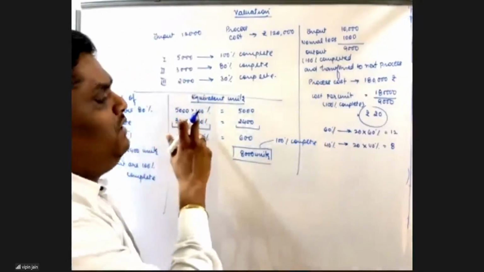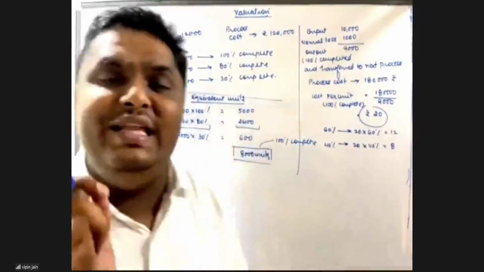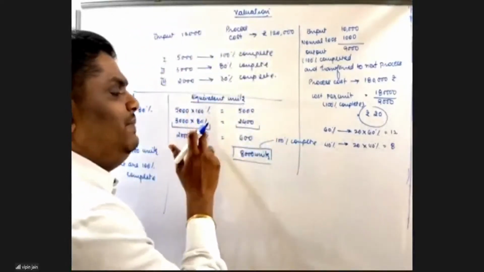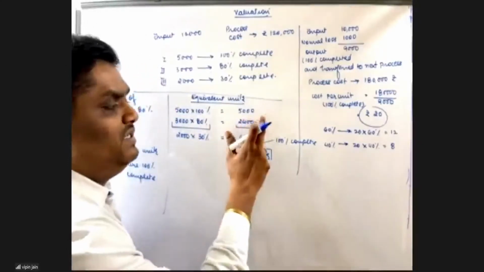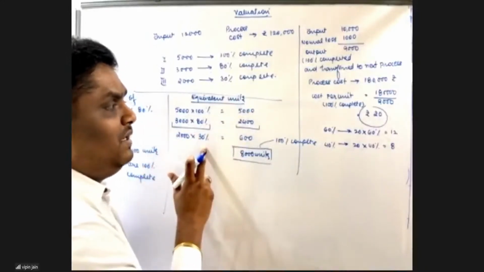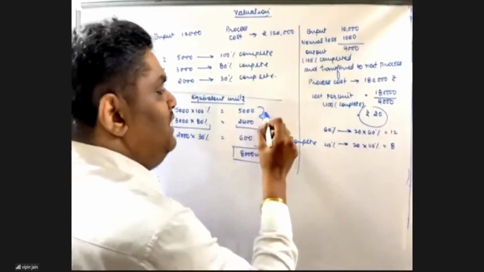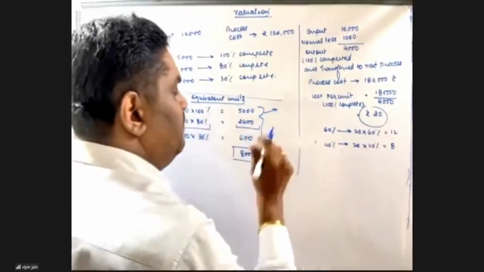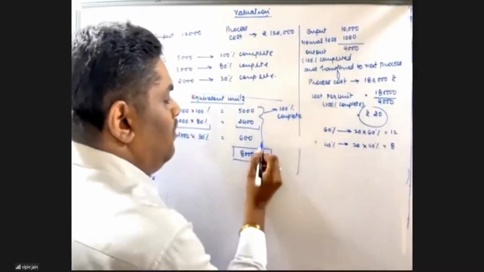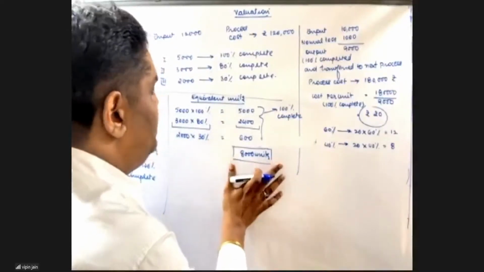I repeat again, 5,000 units are 100% complete, so that's why I have written 5,000. These are the equivalent number of units. 3,000 units are 80% complete. It means the cost of 3,000 units that are 80% complete will be equal to 2,400 units that are 100% complete. Similarly, the cost of 2,000 units that are 30% complete will be equal to the cost of 600 units that are 100% complete. So these three are 100% complete, and we get 8,000 as the equivalent number of units that are 100% completed.